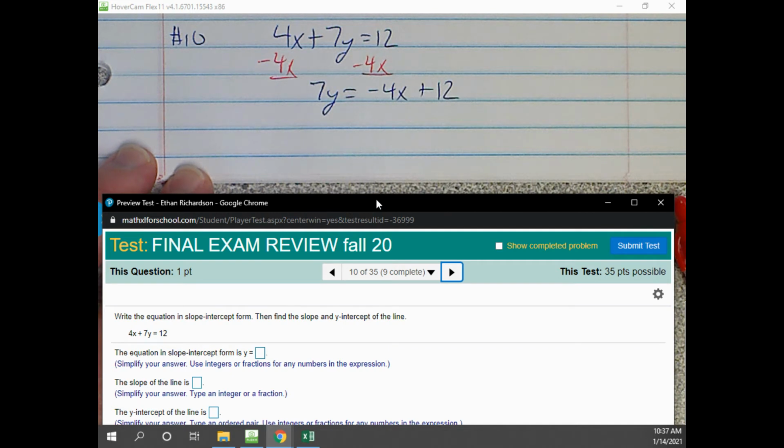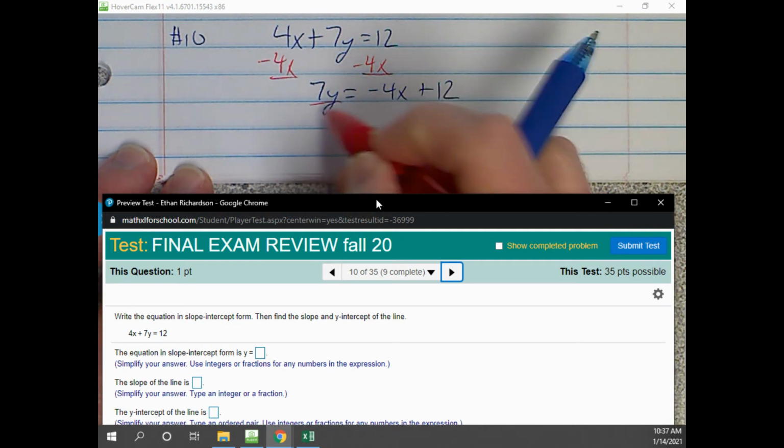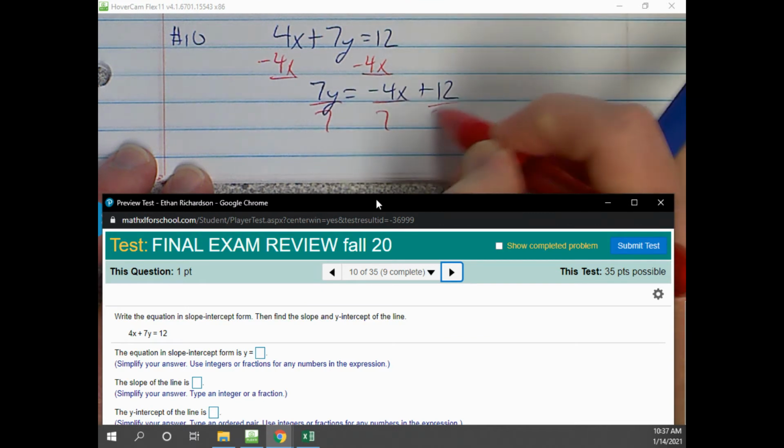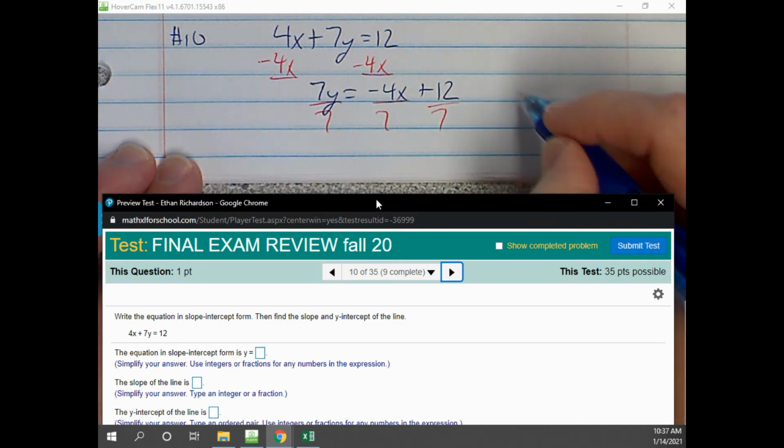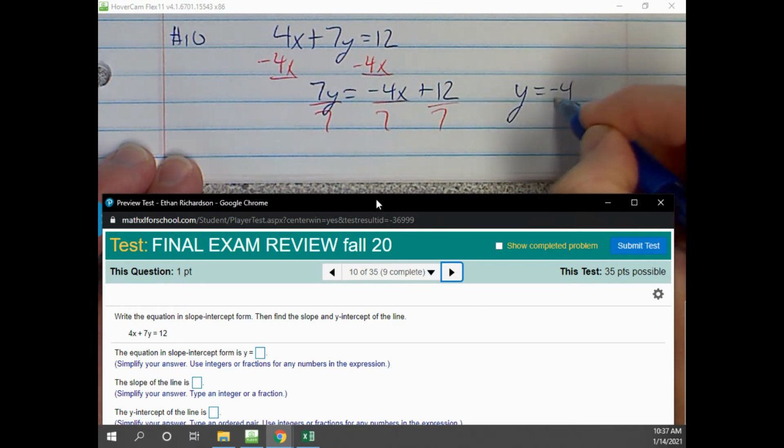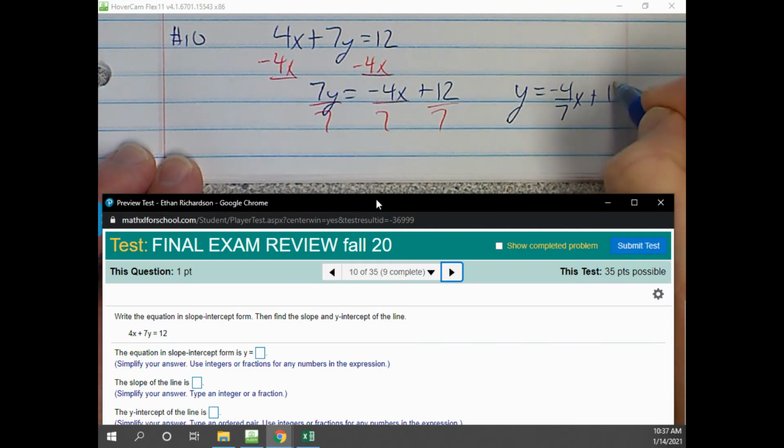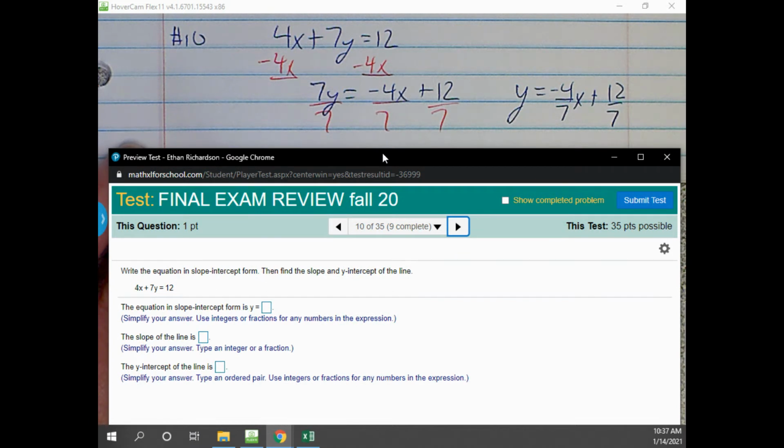And then once you're there, you go back and divide everything by the number that's with the y. So divide everything by 7. And that equation is the answer in slope-intercept form. Okay, and then the next 2 questions below that, it just says, what is the slope? Well, your slope is negative 4/7.